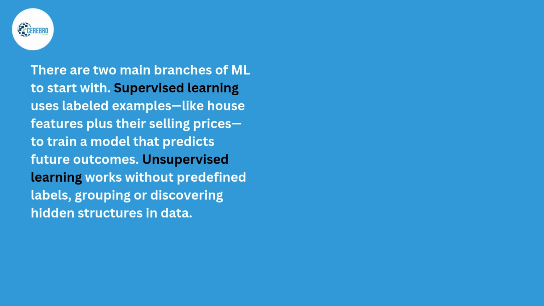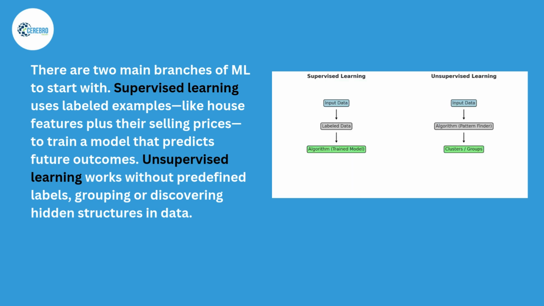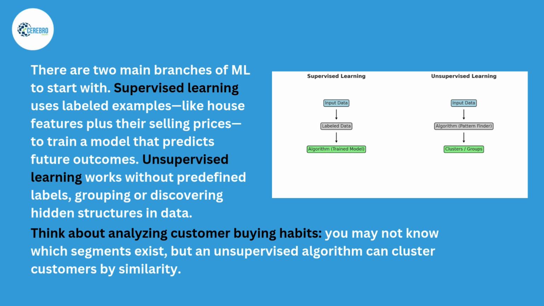There are two main branches of ML to start with. Supervised learning uses labeled examples, like house features plus their selling prices, to train a model that predicts future outcomes. Unsupervised learning works without predefined labels, grouping or discovering hidden structures in data. Think about analyzing customer buying habits. You may not know which segments exist, but an unsupervised algorithm can cluster customers by similarity.